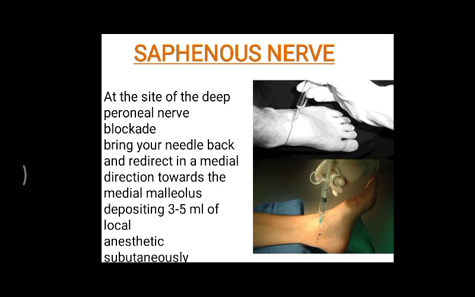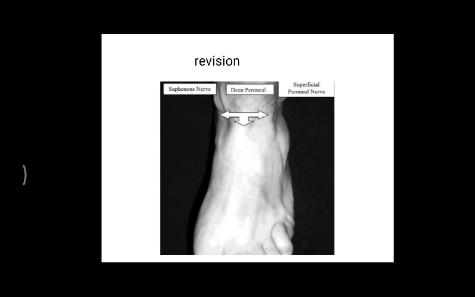The saphenous nerve is of course on the medial side. Hence, at the same site we withdraw the needle back and bring it to the medial side towards the medial malleolus, and there we give local anesthetic subcutaneously. See, this picture gives us a basic idea.